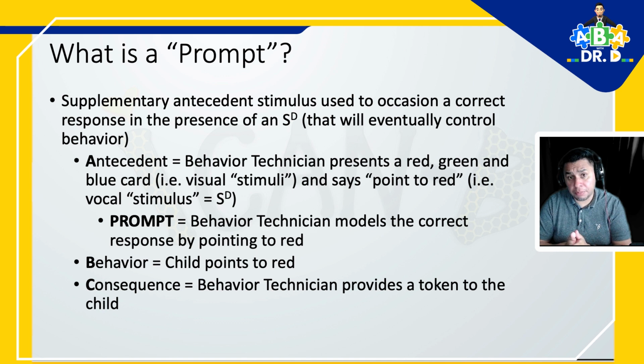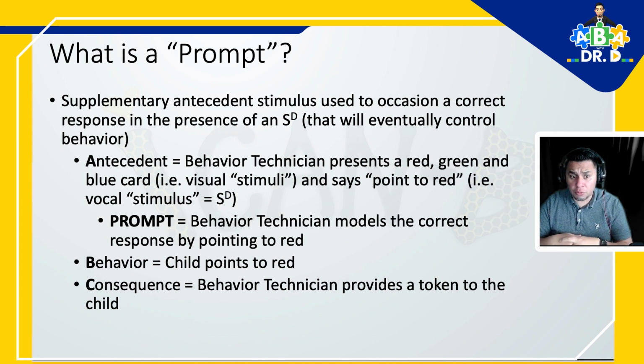But since this is a very brand new skill that we're teaching the learner, we will need to provide a prompt immediately. And that's part of the errorless learning process. Okay, so in this situation, the prompt is delivered, right? The behavior technician models the correct response by pointing to red. Okay, and then the behavior is that the child points to red. And what happens afterwards is that the behavior technician provides a token to the child, which will be considered in that example a quote-unquote reinforcer. Hopefully we'll see more responses in the future. So very, very straightforward, right?